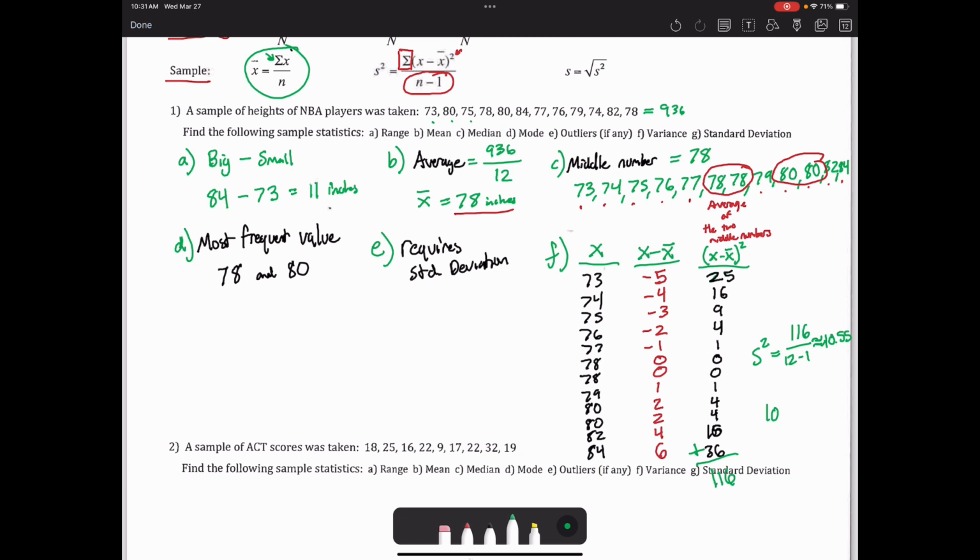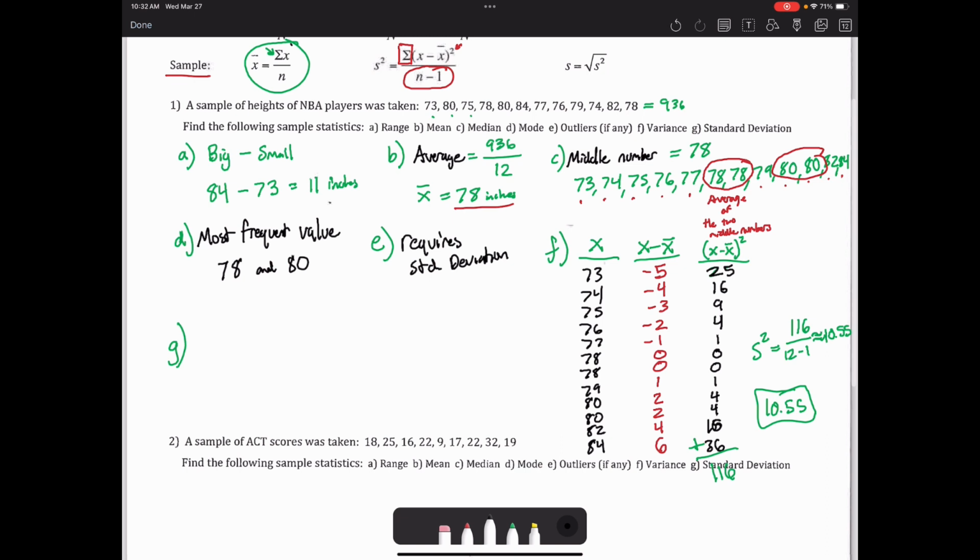10.55. That's my variance. The reason why we use s squared is because to find the standard deviation, which is our next piece, g, to find standard deviation, you just square root it. Standard deviation is just the square root of your variance. And so that's just the square root of 10.55, which is approximately 3.247.